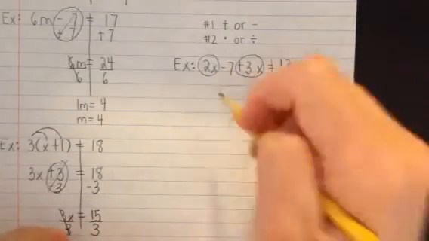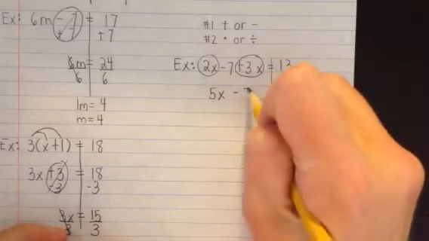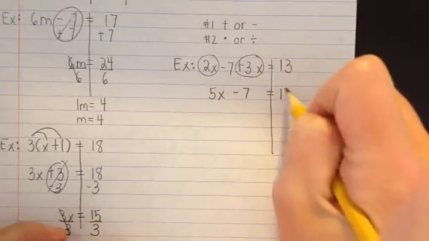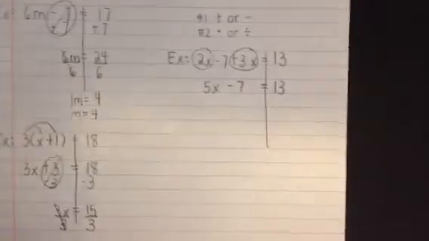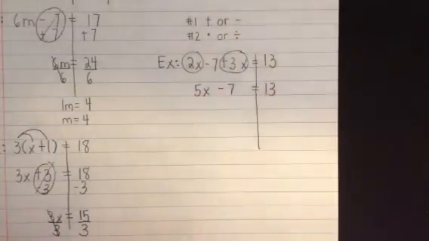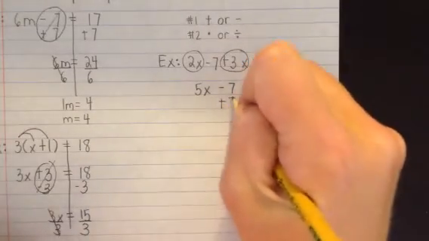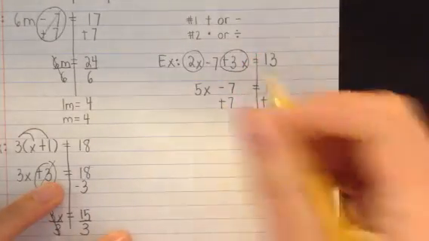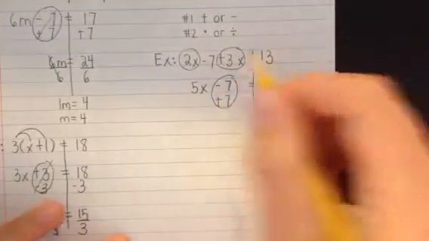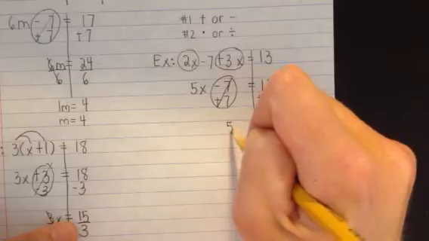So 2x plus 3x is going to give me 5x, and I'm just going to drag down that minus 7 and drag down the equals 13. Now I can go ahead and solve. So again, remember addition and subtraction first. So get rid of this minus 7 by adding 7 to both sides. That creates my 0 pair that cancels. Negative 7 and positive 7 cancel.